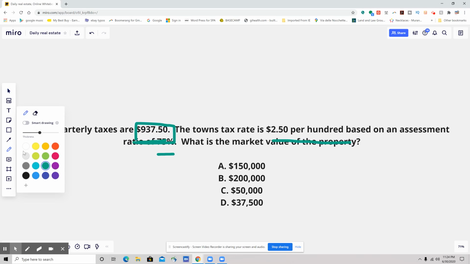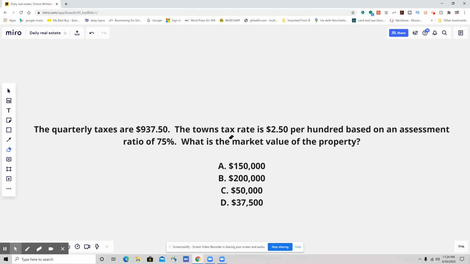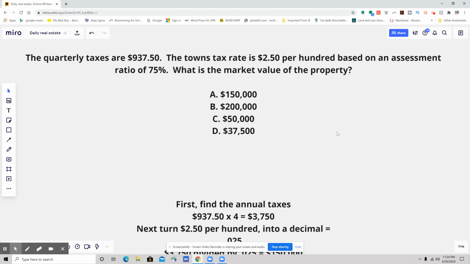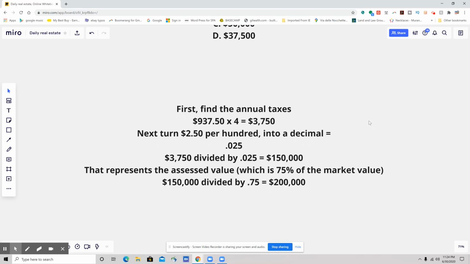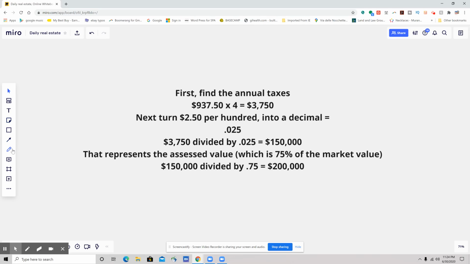I'm going to erase some of these little marks so that we don't have them moving with us. Let's get moving, let's get grooving. We're going to first find the annual taxes, and I'm going to take you step by step through this, so don't you worry. The annual taxes are $3,750. Next, what I like to do is turn the assessment rate into a decimal. You move it over two spots and you get 0.025, because that's a chewable number.